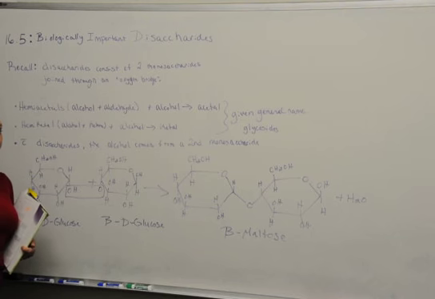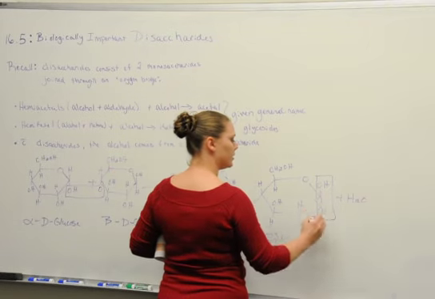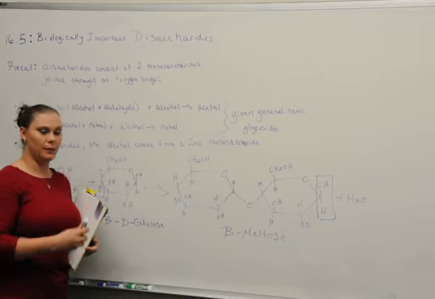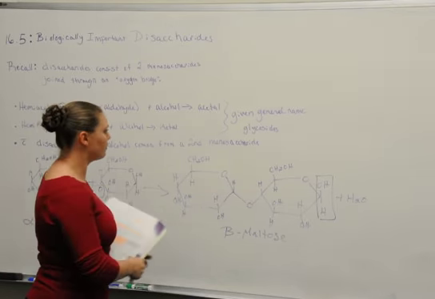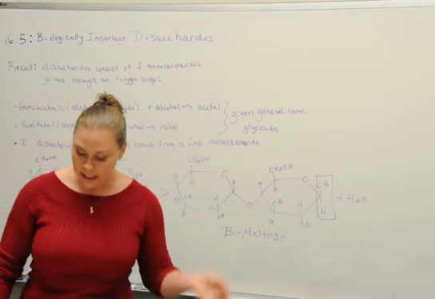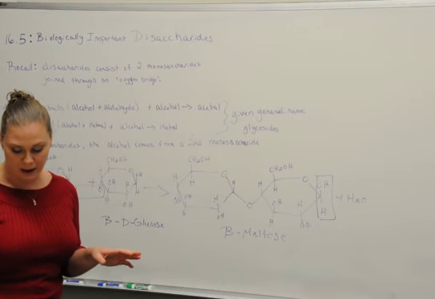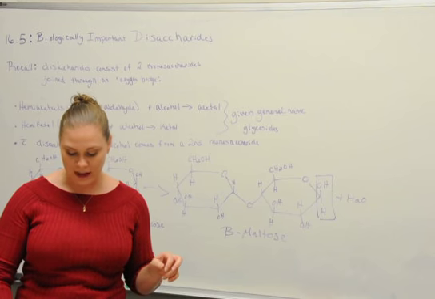And you know it's beta because if you look at the end here, the H is at the bottom and the hydroxyl group is on the top. So that means it's going to be a beta. That structure is on page 549, at the bottom of the page, and it shows you how that is formed.